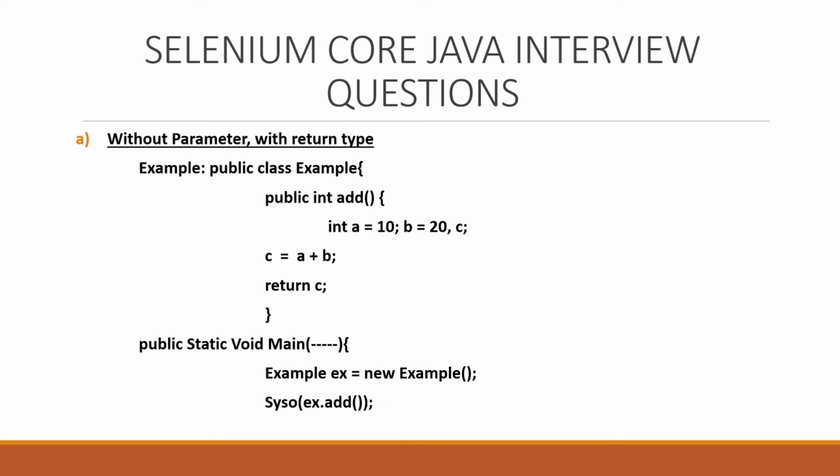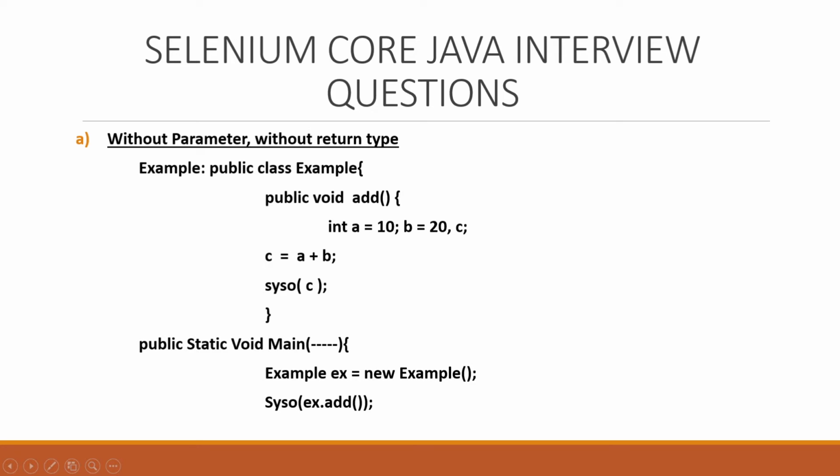Okay, the next method here is without parameter with return type. Here we are not passing any parameters inside that method called add. But I am initializing variables, integer data type a equals 10, b equals 20, and c, that is empty. I am using the return type here, that is c.